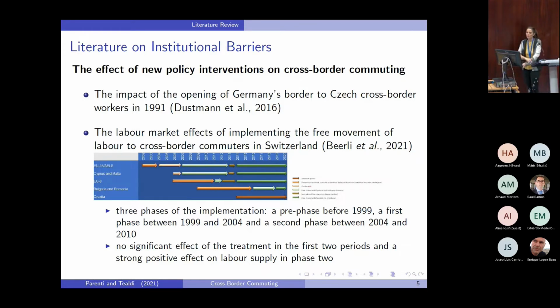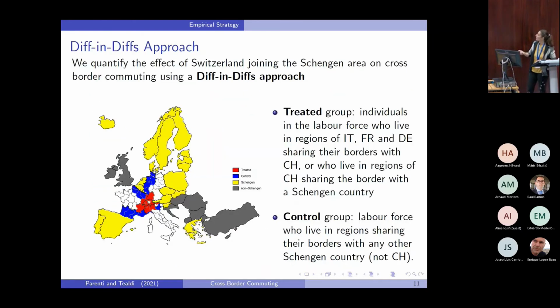Okay, we use a diff-in-diff approach. So we quantify the effect using this approach. The most important thing is that we consider as the treated group all the individuals in the labor force, so that means employed and unemployed people who live in the regions of Italy, France, and Germany that share the border with Switzerland, okay? Or people living in Switzerland who share the border with European countries. So this means that we cannot consider the regions inside Switzerland; we consider all the others. The control group instead is made up of the labor force who live in regions sharing their border with another Schengen country, but not with Switzerland, okay? So all these regions are controls. We do not consider this Italian region because it also shares the border with Slovenia, which entered later in the Schengen agreement.